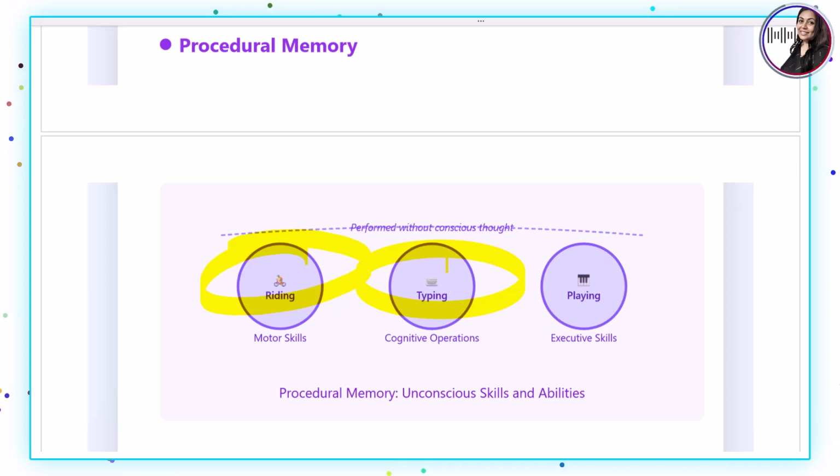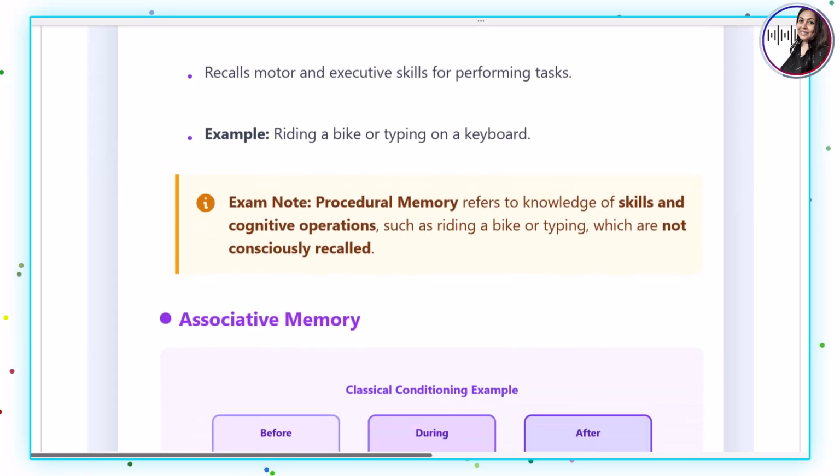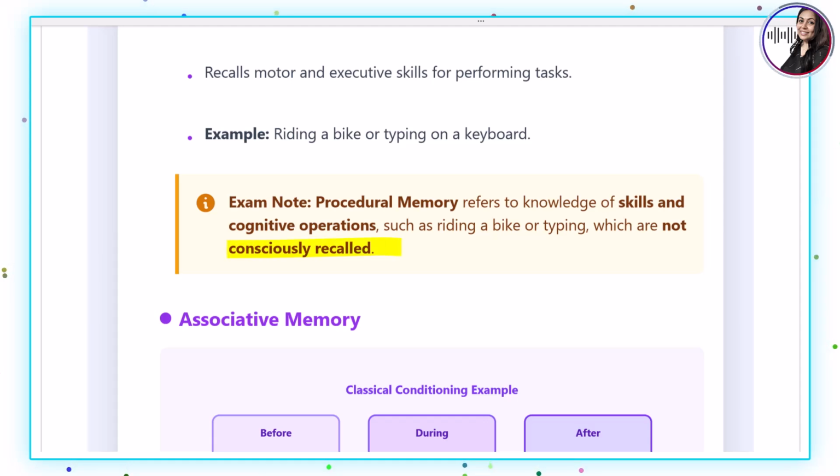Procedural memory refers to the memory of motor skills and cognitive operations. It allows us to perform tasks smoothly, such as typing on a keyboard or riding a bike, without consciously recalling each movement. Procedural memory is defined as knowledge of skills that are not consciously retrieved, and this definition has been asked in exams, so keep it clearly noted.